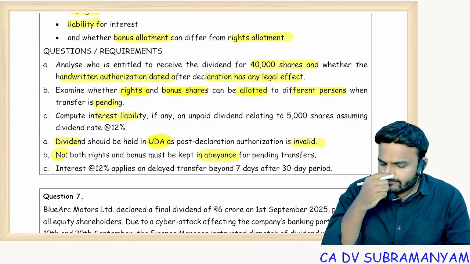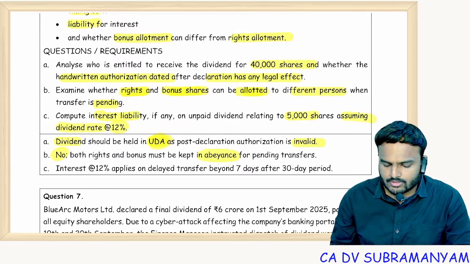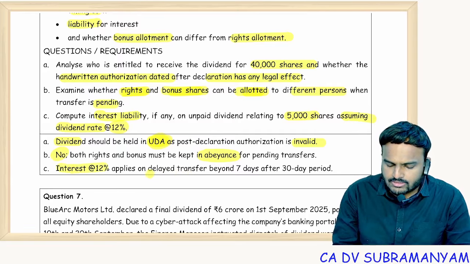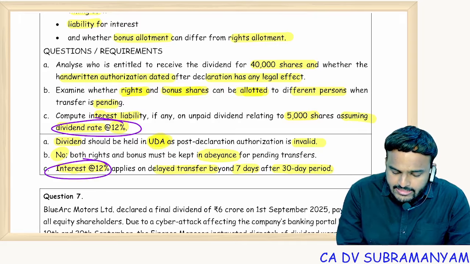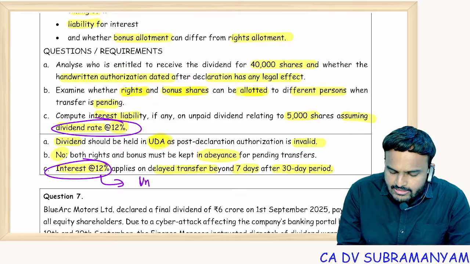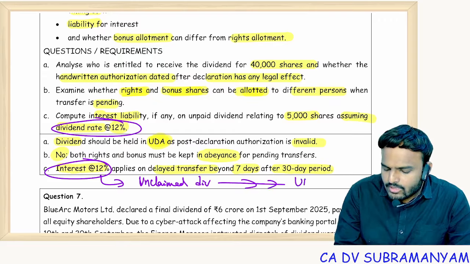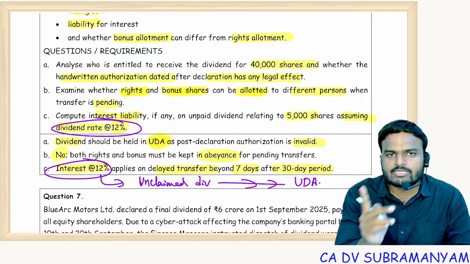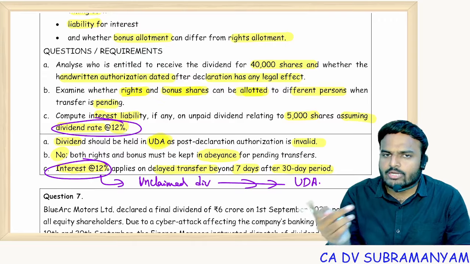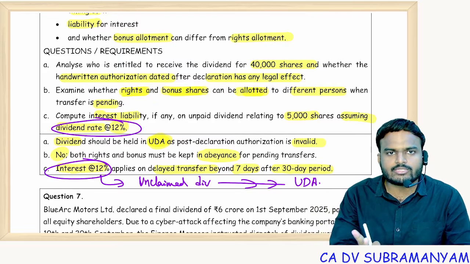Compute interest liability, if any, on unpaid dividend relating to the 5,000 shares, assuming dividend rate is 12%. Interest at the rate of 12% applies on delayed transfer beyond 7 days after the 30-day period. See, this is a dividend rate of 12%. Don't get confused. This is the interest for delay in transferring unclaimed dividend amounts to the unpaid dividend account. In the dividends chapter, only two rates are there, 12% and 18%. 12% is for transferring to unpaid dividend accounts. 18% is for delay in making payments to the members. Remember these two rates.